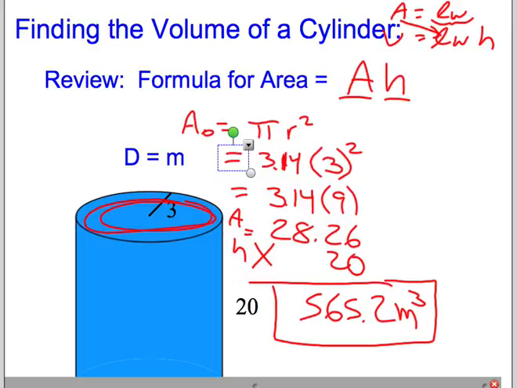Okay, so volume, area times height, just like we've been doing. Volume of a cylinder, area times height. Have that written down in your notes? Volume of a cylinder, area times height. That's the easy part of today's lesson. Find the area of a circle, take it times the height.